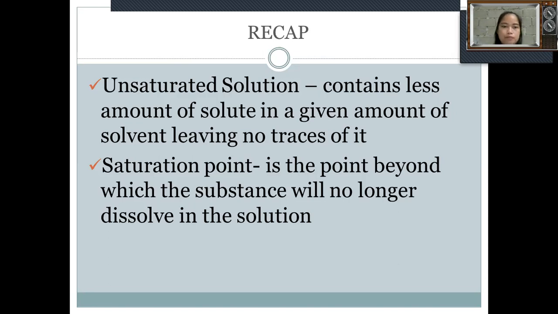And the saturation point is the point beyond which the substance will no longer dissolve in the solution. So there is evidence of sugar at the bottom of the glass. That is an example.